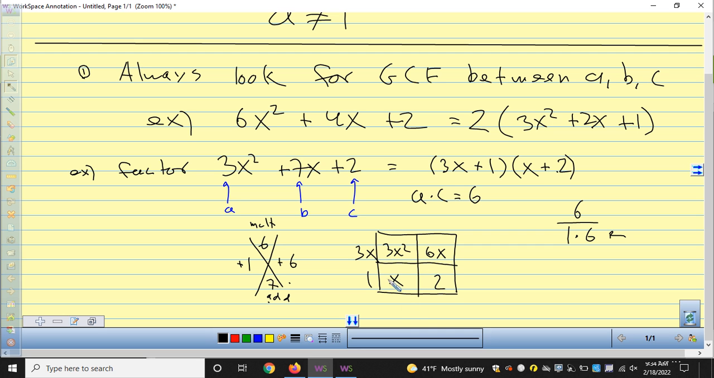Do the same thing here. Biggest number that goes into 3 and 1? 1. Smallest x that these two share? 1x. Biggest number that goes into both 2 and 6? 2. And they don't share any x's. So this tells me my parentheses are x plus 2 times 3x plus 1.